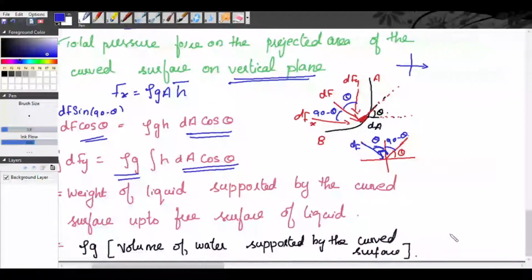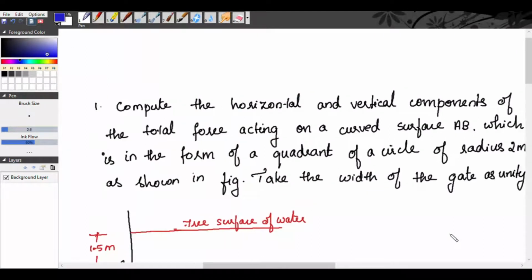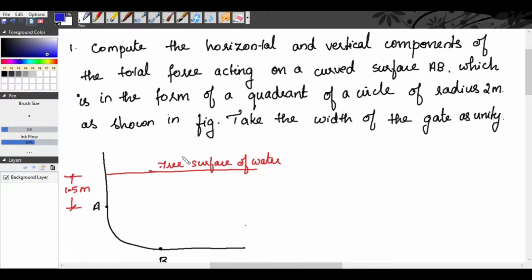Okay, we will move on to a problem now. Our problem is to compute the horizontal and vertical components of the total force acting on a curved surface AB, which is in the form of a quadrant of a circle of radius 2 meter as shown in the figure. So this is AB, a curved surface. It is in the form of a quadrant of a circle of radius 2 meter. Take the width of the gate as unity. So width is given as 1.